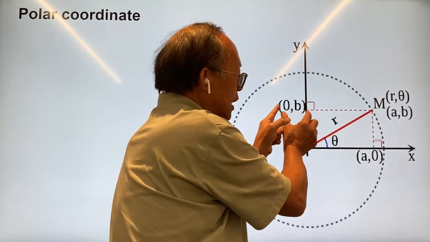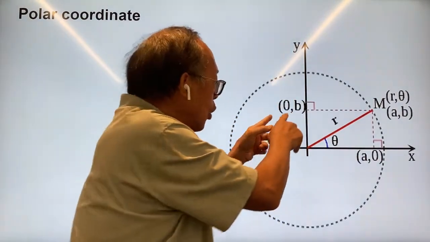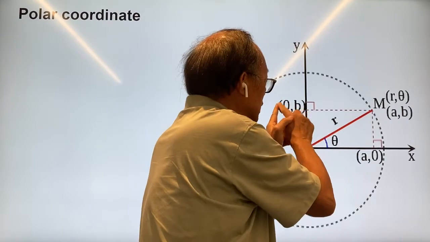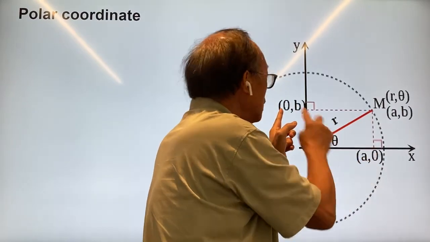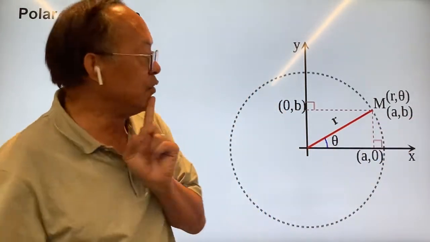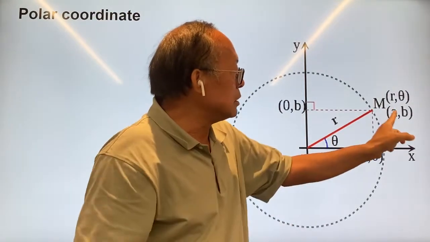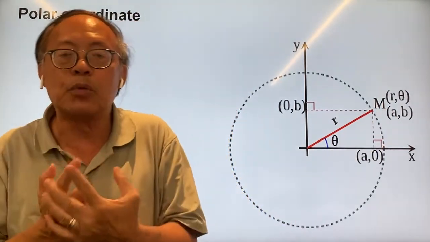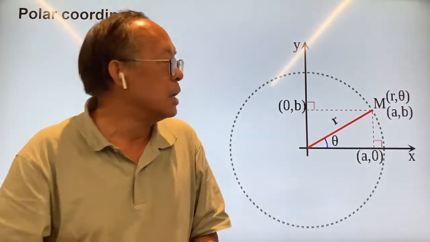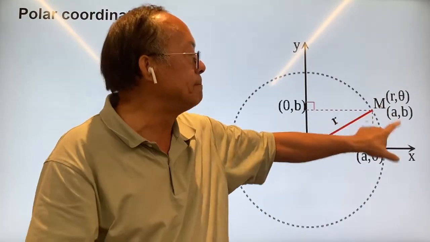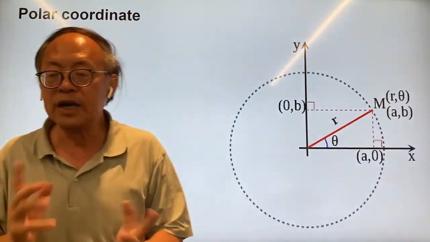If you call a vector an ordered pair of two coordinates, you add this OB plus A0, you get AB. Now, if you add them together, you get the point M. But there's a better way, I think a more natural way, to represent the point M by means of a polar coordinate. What is that?